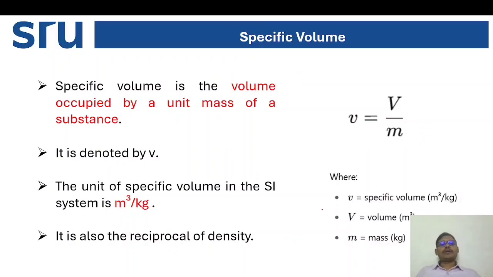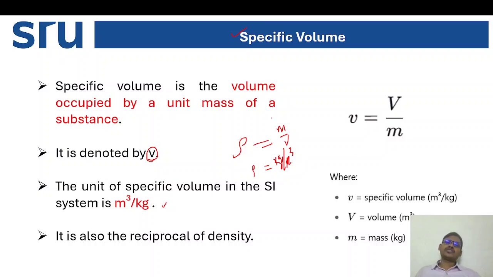Now we are going with another property called specific volume. Specific volume is the volume occupied by a unit mass of a substance. So previously we covered mass density, then specific weight, and next specific volume. It is denoted by V. The unit of specific volume in the SI system is meter cube per kg. See, what is rho? Rho equals m by V, and the unit is kg per meter cube, right? Agree?